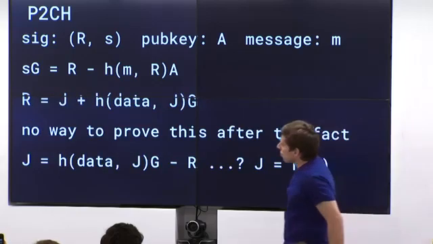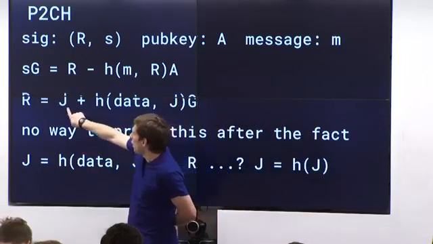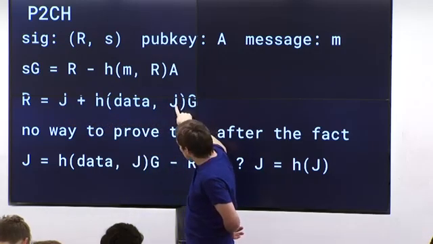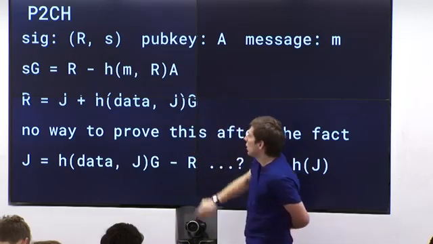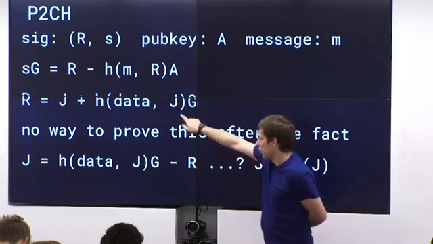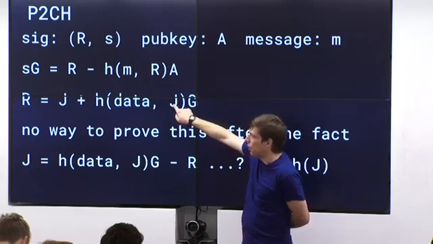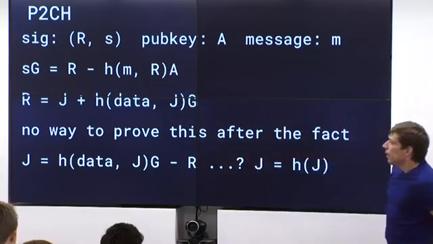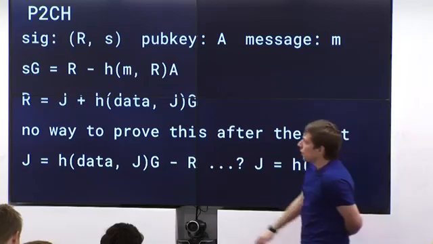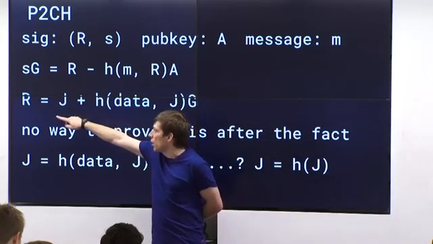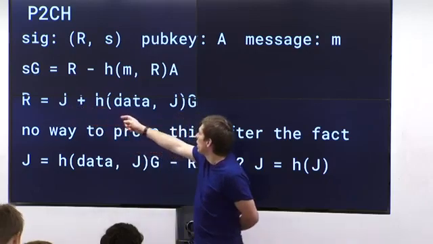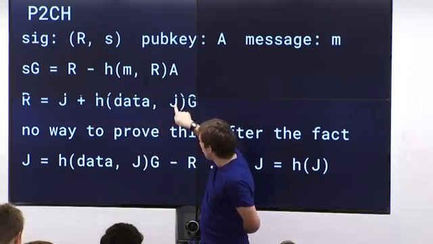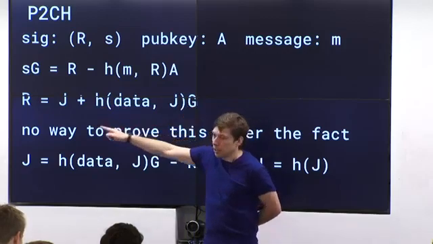So the idea is, I can prove that R equals J plus the hash of the data and J times G. Here's where it's a little confusing, right? Because this is already a pub key, and you're multiplying by G again. So it's a little weird. Anyone can compute this, because you already know R. I can give you a J and some data such that J plus the hash of this data and J itself, times G, equals R.